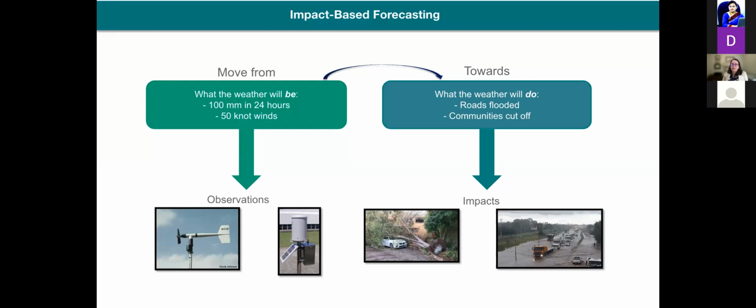So instead of talking about the amount of rainfall, talk about what the impact would be in terms of roads being flooded, communities possibly being cut off. With strong winds, you might talk about downed trees or power lines and the impact that would then have on the stakeholders or the communities, the general public, the first responders, whomever might be receiving that information.